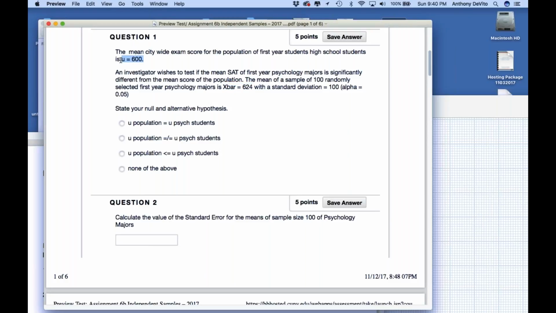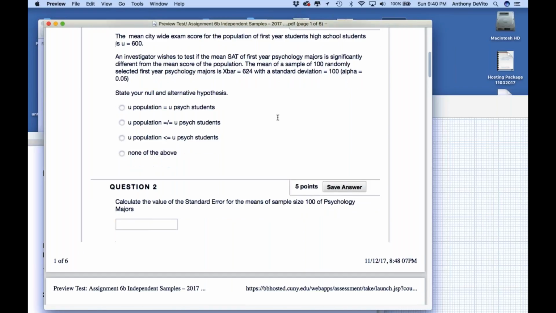So the mean for the population, mu, is known. That's 600. And we want to know whether these psych students, of which we only have a sample, right? A sample of size 100, a pretty big sample. Want to know if their mean is different. So the first thing we have to do is set up a hypothesis test, our null and alternative hypothesis. Okay, so state your null and alternative hypothesis.